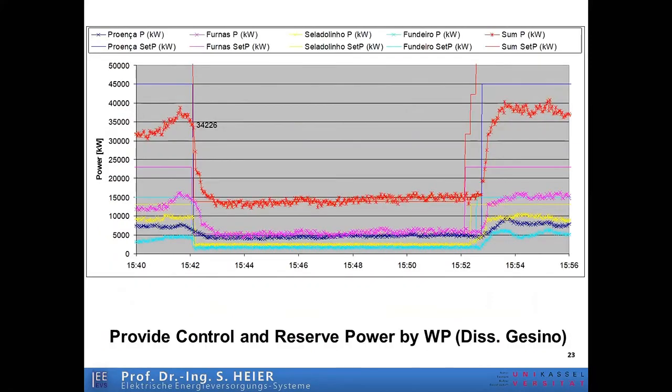Yeah, and Mr. Gesino has created an algorithm so that he can predict very safely the power feed-in and so on, and then he has shown that we can drive down from about 35 megawatt to about 15 megawatt. It means we have a negative power reserve, and we can come up from 50 to about 40 megawatt. It means we have a positive power reserve, and so it is possible that we can work with the wind turbine as a power control reserve system.